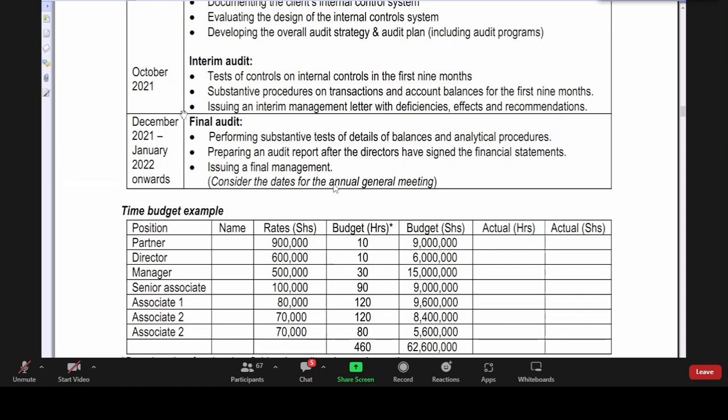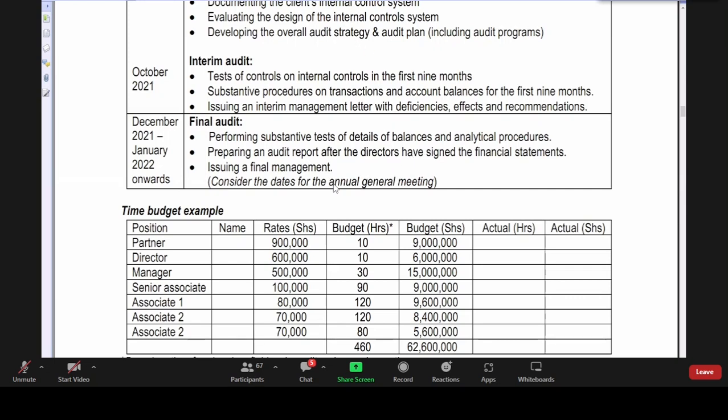Normally, the final audit starts in January of the next year. January 2022, now you're performing the final audit, right? You perform the substantive tests and analytical procedures like we have been doing. Then you prepare the audit report for the directors to sign. Then you issue the final management letter, okay? That is it. Are you together?